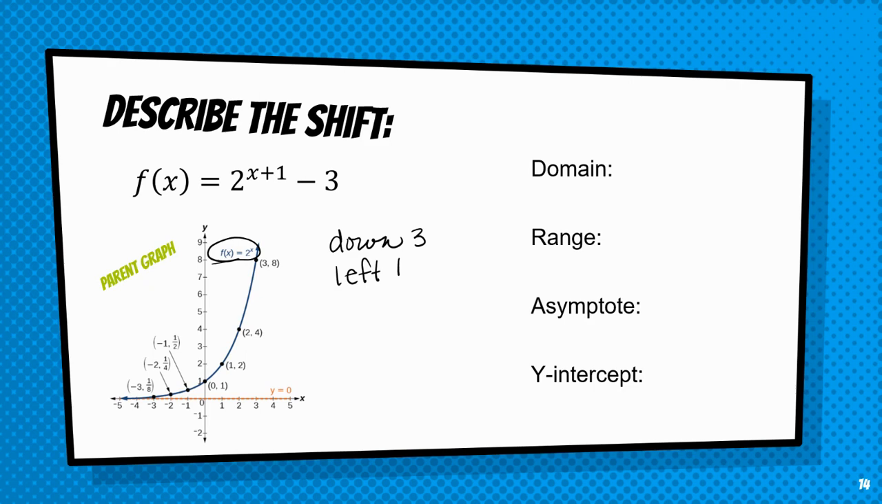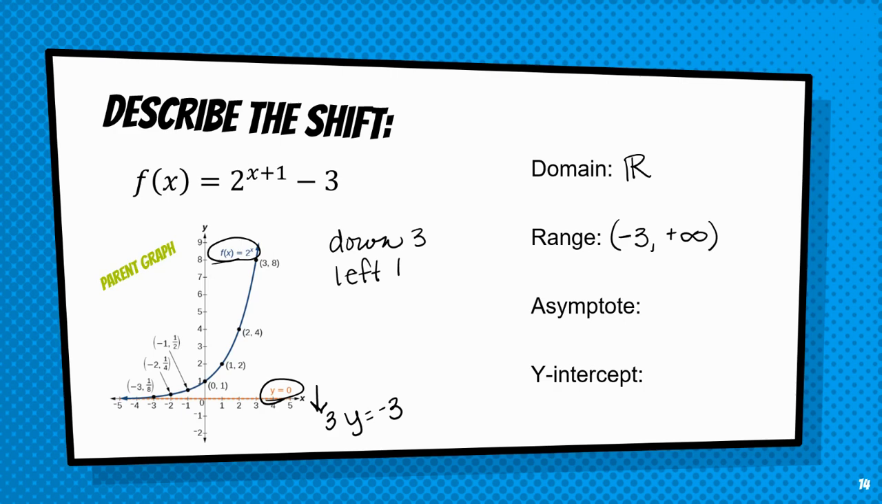Now let's talk about how that changes the domain, okay? So the domain is all real numbers. Does shifting it up or down or even left and right change that? Well, no, it's still all reals, okay? That doesn't change. The range, however, does, because remember that the asymptote is the bottom value of the graph, which of the parent graph is y equals 0. But if that's moved down 3, then our new asymptote would be at y equals negative 3. So the range in this case is now, instead of 0 to infinity, going to be negative 3 to infinity, okay?